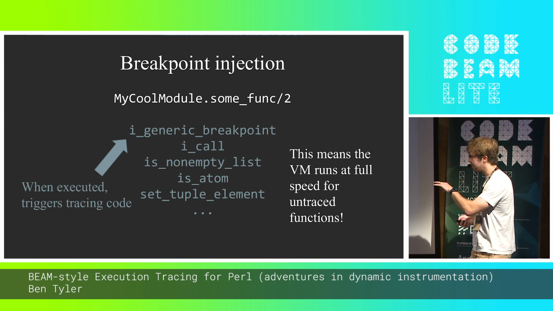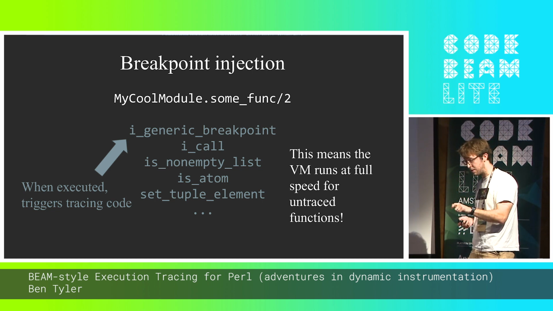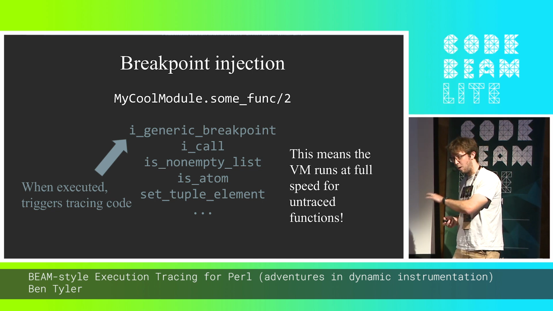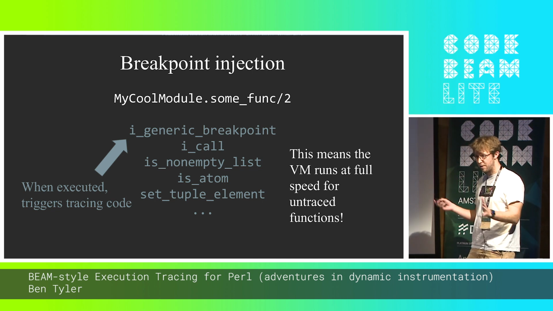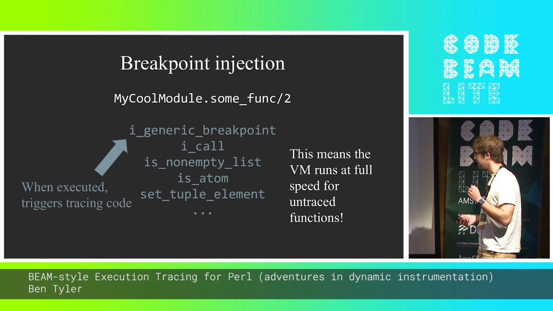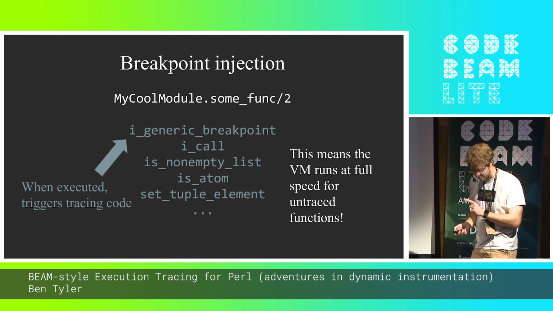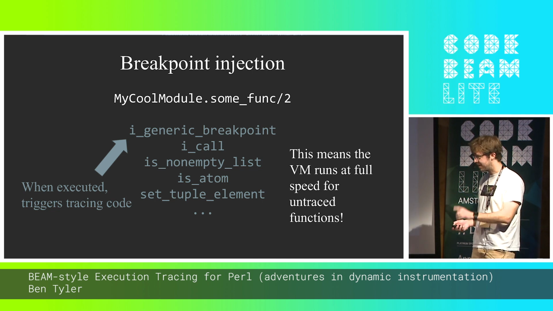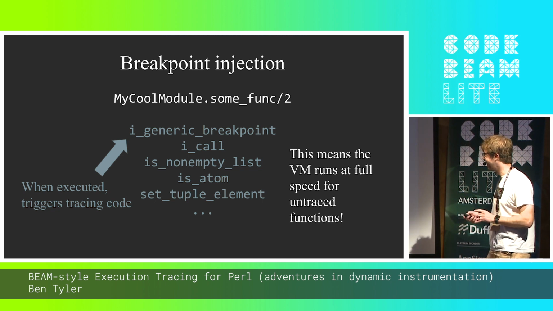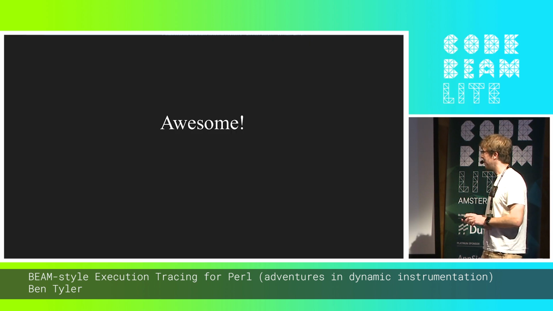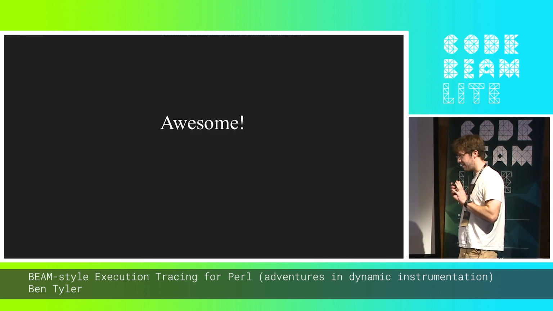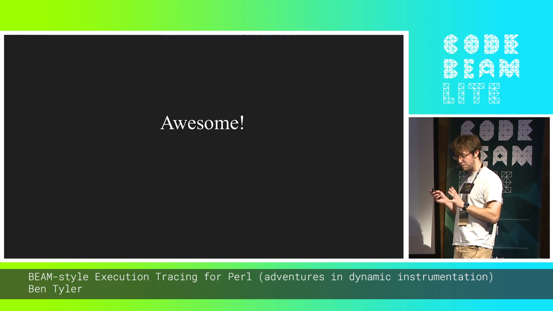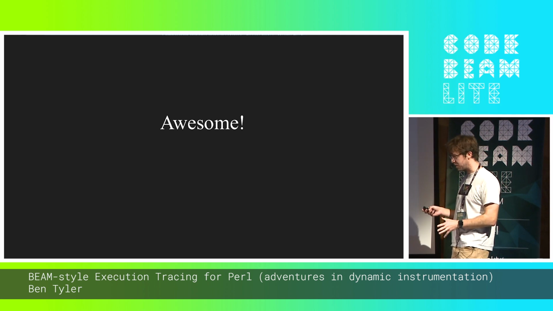What's super cool about this is it means only the functions that are being targeted are the ones that are impacted by the tracing. All the other functions in the VM, their bytecode is unaffected, and so they run at full speed, which is super cool. You'll see why I think that is super cool in a second when I describe how I implement it in Perl, which is not as cool. So that's super awesome. I think that's a really neat design. I suspect it's also how Java does it, but I don't know for sure.